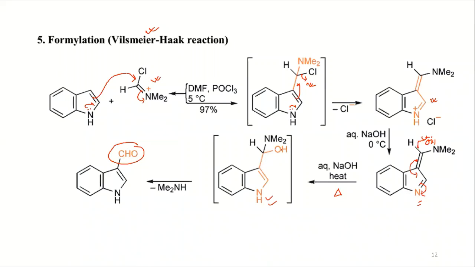How is it happening? You have this elimination. You remember, I always tell, if you have a carbon having hydroxy and another leaving group, generally it will generate the C=O double bond. So this is the happening. You have NMe2 and OH, so this will produce the C=O double bond. So that is, you have the aldehyde here. So this is the mechanism.